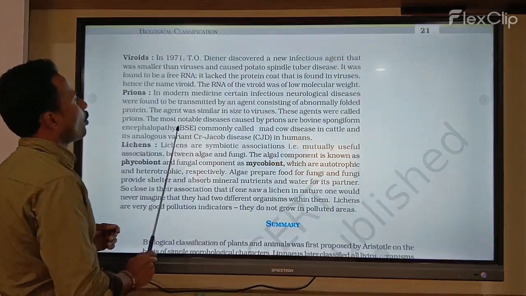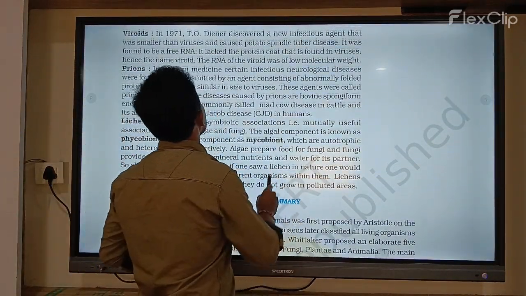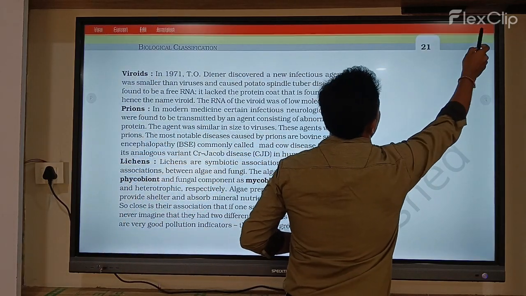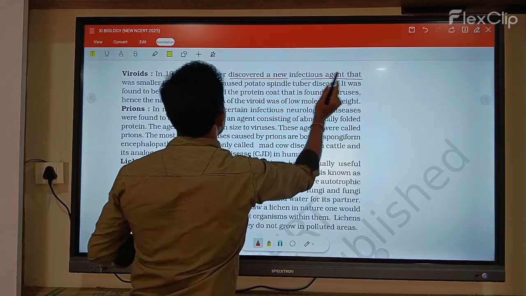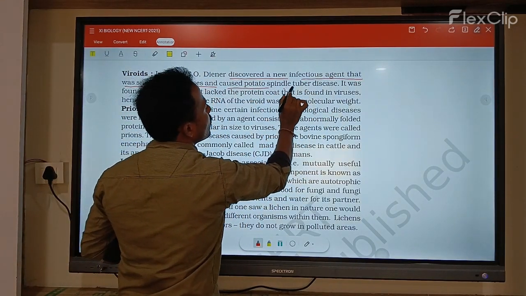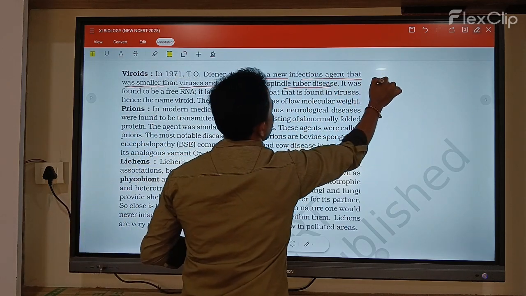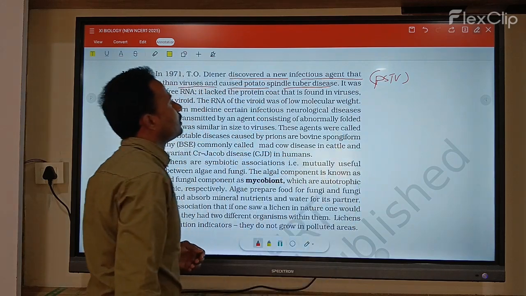Next, viroids. In 1971, the scientist T. O. Diener discovered a new infectious agent, smaller than viruses, that caused the potato spindle tuber disease. The agent is called PSTV.